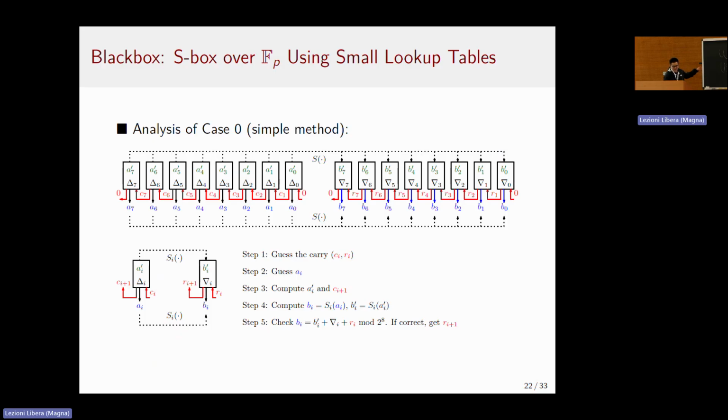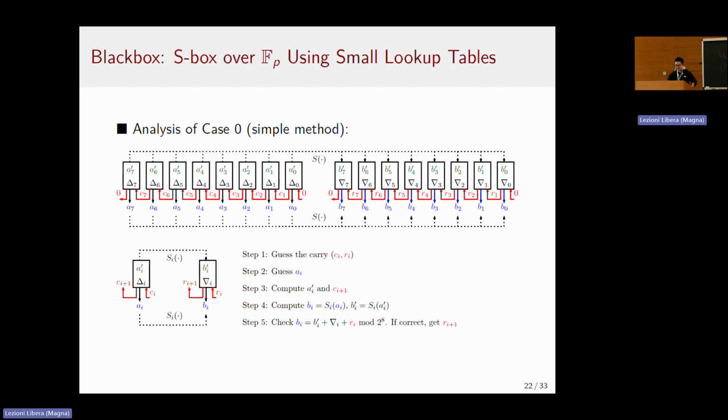So we can first guess the carry C_i. Then we guess A_i. With C_i and delta_i known, we can calculate A_i prime and the corresponding carry to the next byte, C_(i+1). Then if A_i and A_i prime are known, we can know the outputs B_i and B_i prime. But note that B equals B prime plus lambda, so we need to check whether this equation holds. If correct, then we get a right candidate. And also we can get the carry bit for calculating B prime plus lambda.